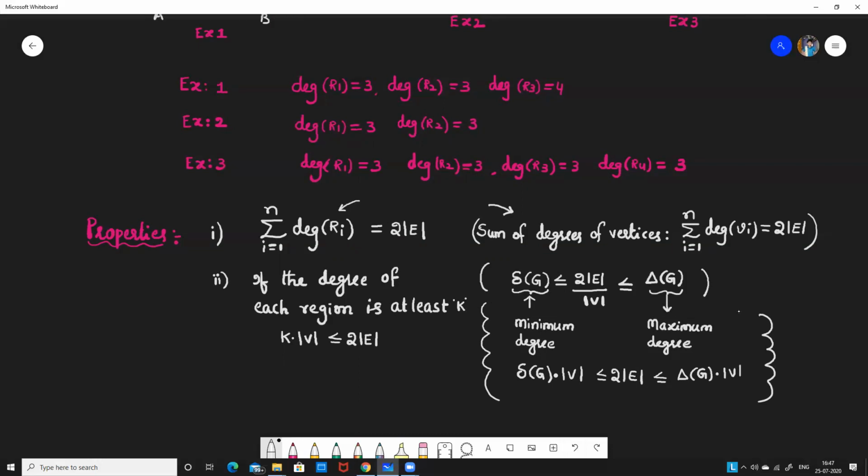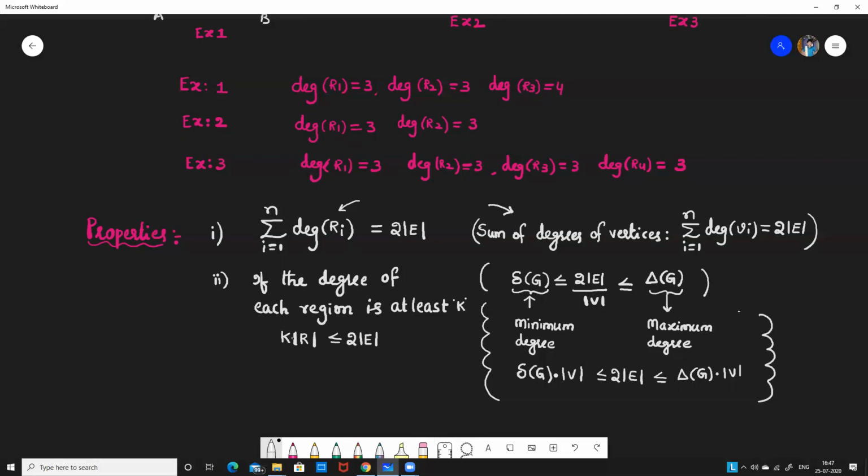Now we can apply the same concept here. What is small delta of G here? Minimum degree of all vertices. Suppose the minimum degree of all vertices is at least k, then k times v is less than or equal to 2 times edges, right? But here v is nothing but the number of vertices. Now we are going to discuss this concept for regions. Therefore, it is true for the number of vertices as well as for the number of regions. So in the place of v, we can write the number of regions. K times the number of regions must be less than or equal to 2 times the number of edges.